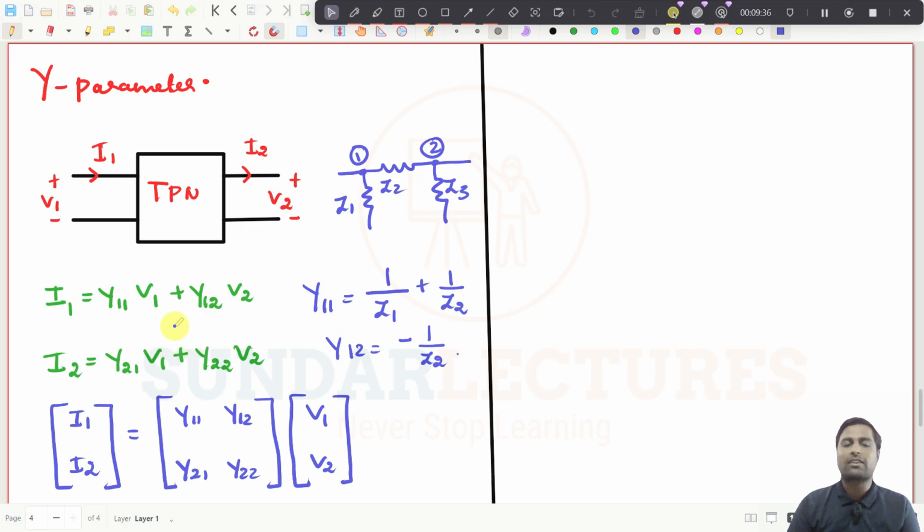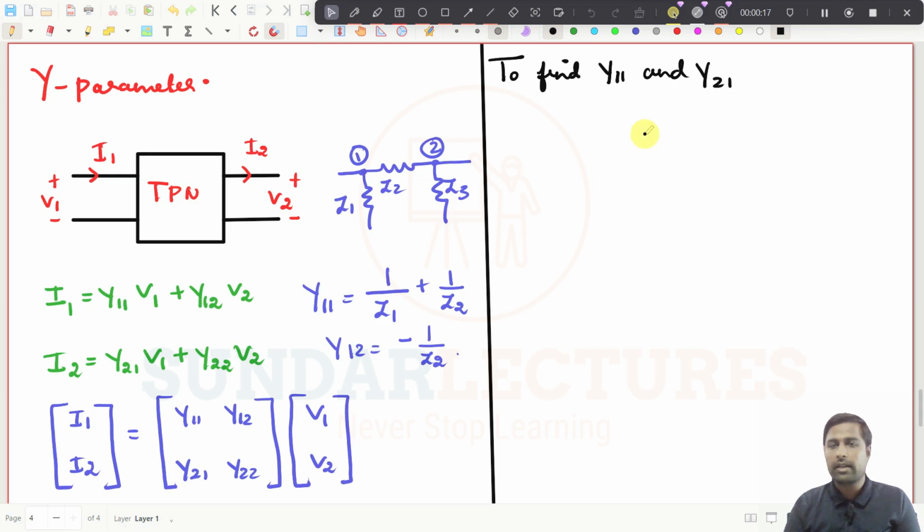So now this is the expression. Now if I need to find the value of Y11, Y12, Y21, Y22, then you have to follow a certain procedure, right? What will that be? We will see that. So now, to find Y11 and Y21, how will you find them? So this is the two-port network, right? I will draw this. This is now our two-port network.